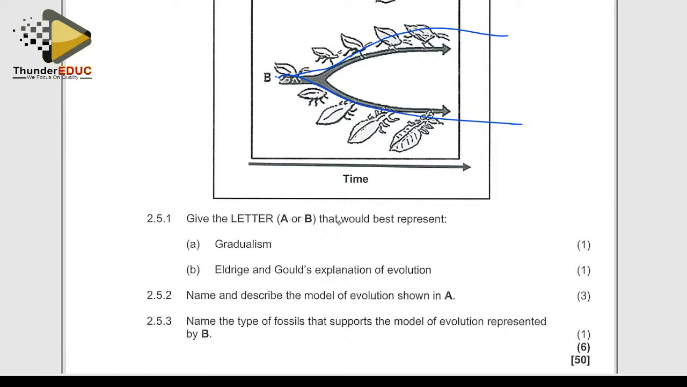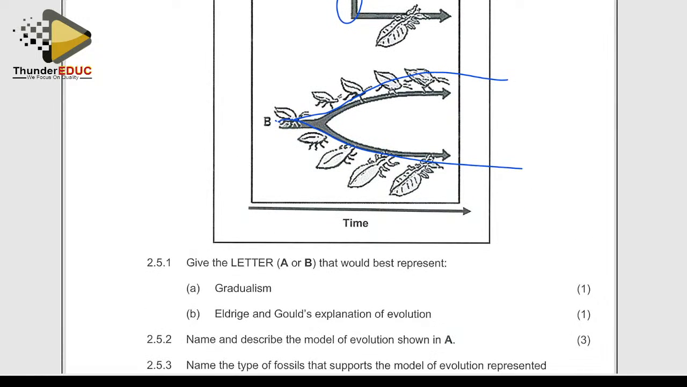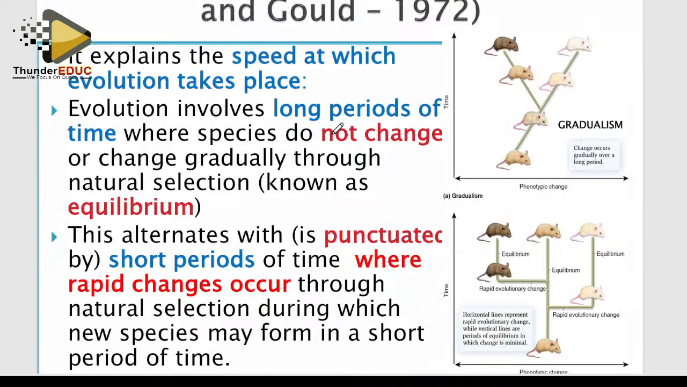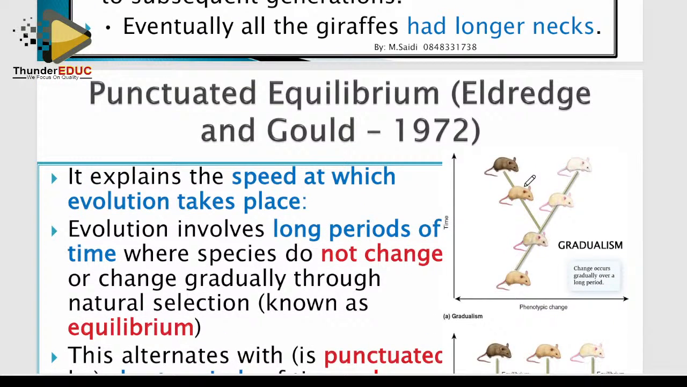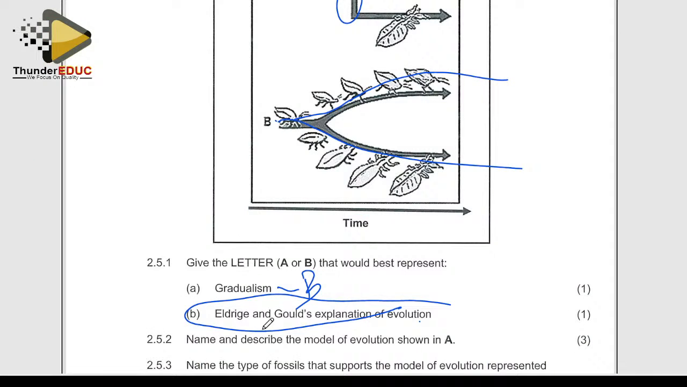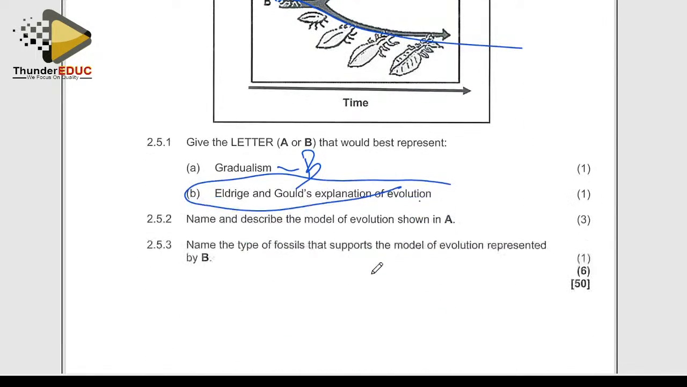Give the letter A or B. That would best present gradualism, obviously. So gradualism is going to be B. And then this guy explained the evolution. Name the letter A or B. Yeah, this is punctuated equilibrium. Yes, punctuated equilibrium, you see. That's the guy. They brought him here. Exactly. So it is punctuated equilibrium, so the answer becomes A.